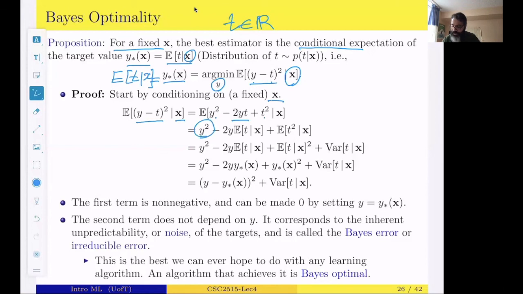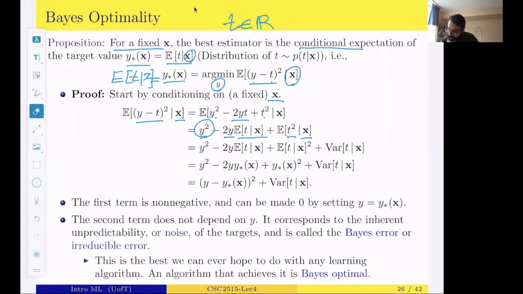And then we just decompose this expectation into two parts. One would be minus 2y times the expectation of t conditioned on x. Again, you see that y came out of the expectation because y here is just a value that is not random. So there's no randomness as a function of x here. And then we have the randomness, we have t squared conditioned on x.